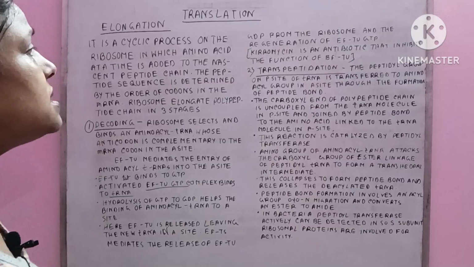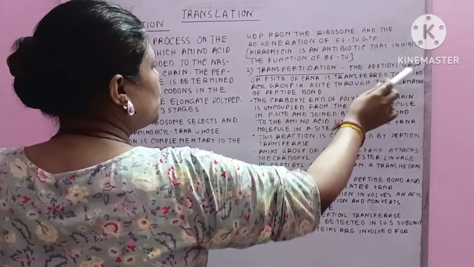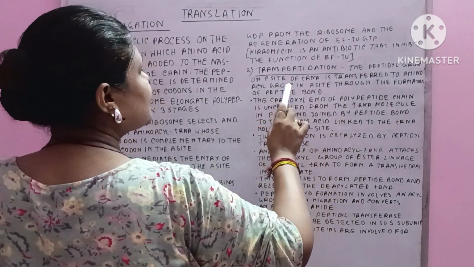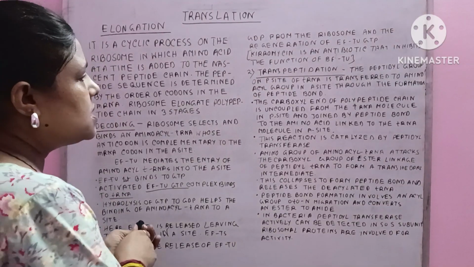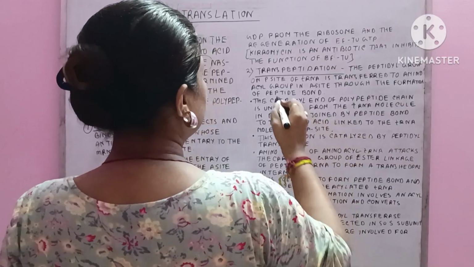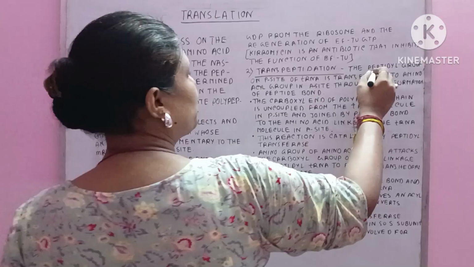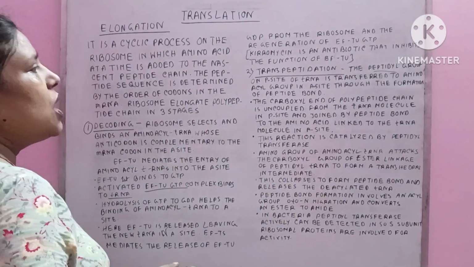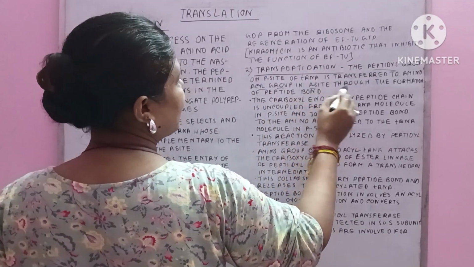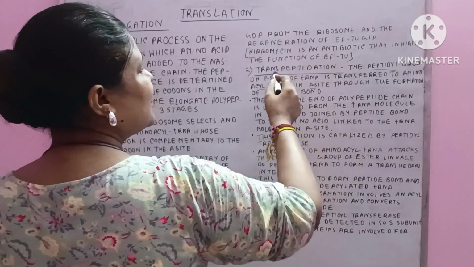Second is the transpeptidation. What is the transpeptidation? The peptidyl group on the P site tRNA is transferred to the amino acyl group in the A site. This is the A site and this is the P site. So the peptidyl group that is present on the P site of the tRNA is transferred to the amino acyl group that is present on the A site.